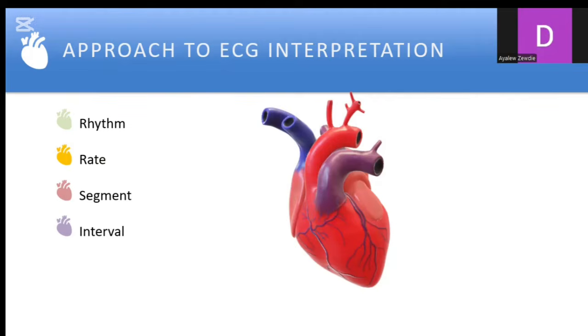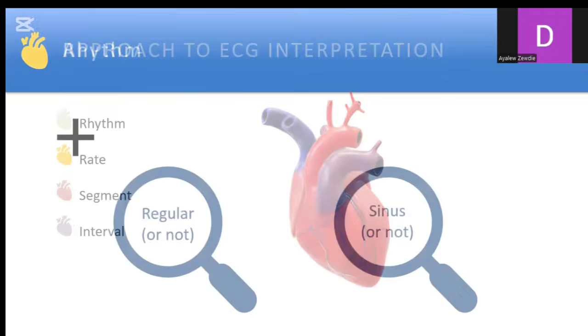So what is the rhythm? What is the rate? What are the segments? And about the intervals. Okay. If you know these 4 basics, at least you can diagnose some problems.